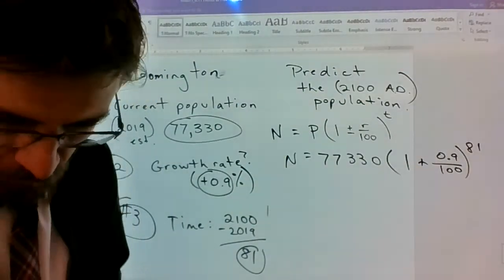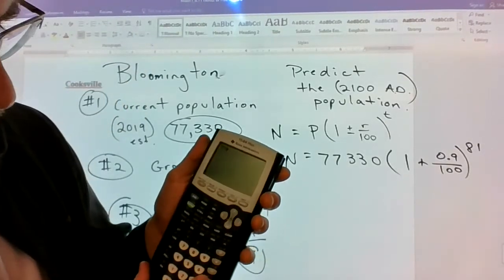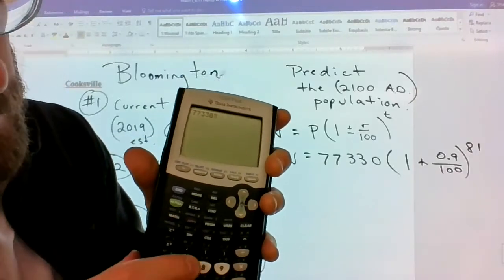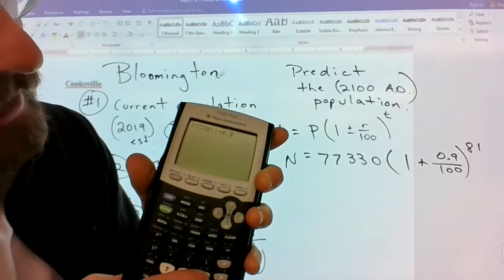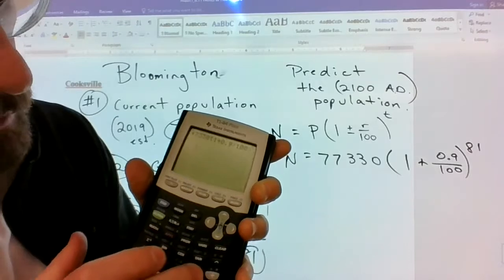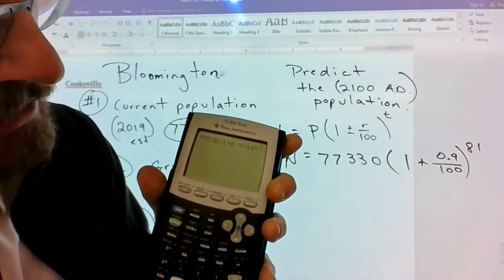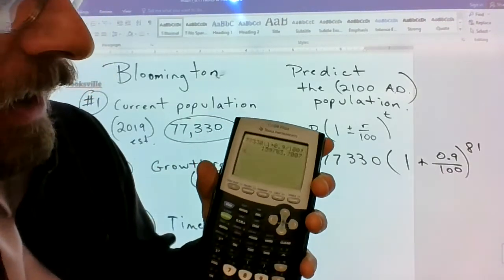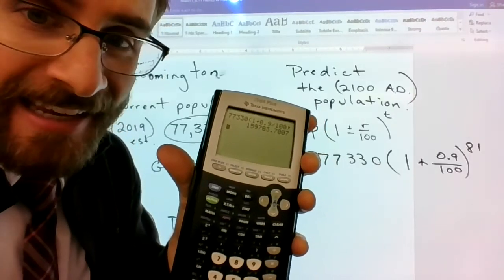Okay, so we'll go back to the calculator. We got 77,330 times 1 plus 0.9 divided by 100. I think we're going well so far. Close off the symbols. To the 81st power. What's the population of Bloomington going to be? Wow. 159,783.7. I'm going to round it up to 84.